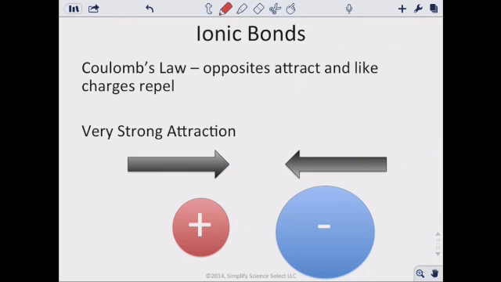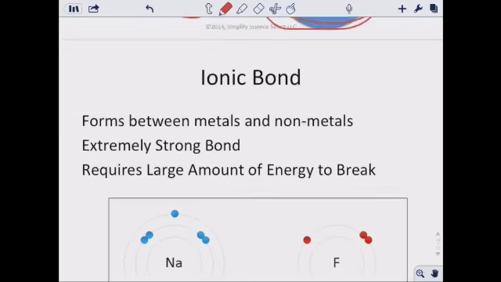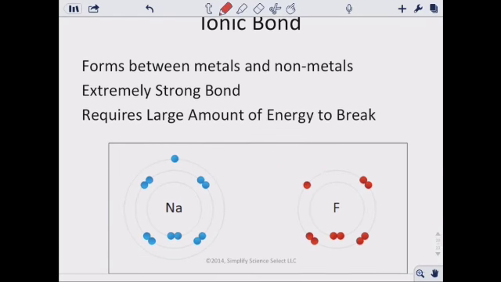And what an ionic bond is, is a very strong attraction between a positive and a negative, between a cation and an anion. And we know that when we're looking at this, we have this positive, we have this negative. Whenever we have that, they're going to get at a very short distance, very, very close together and very strong. So an ionic bond forms between a metal and a non-metal. So we're looking at metals and non-metals. Extremely strong bond and requires large amounts of energy to break that bond.